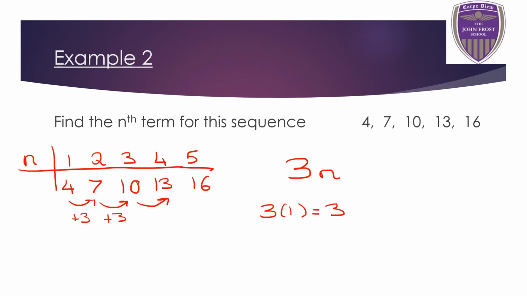But the actual first number in the sequence is 4. So what do we need to do to 3 to get 4? Well, we have to add 1. So that means that the nth term is 3n plus 1.